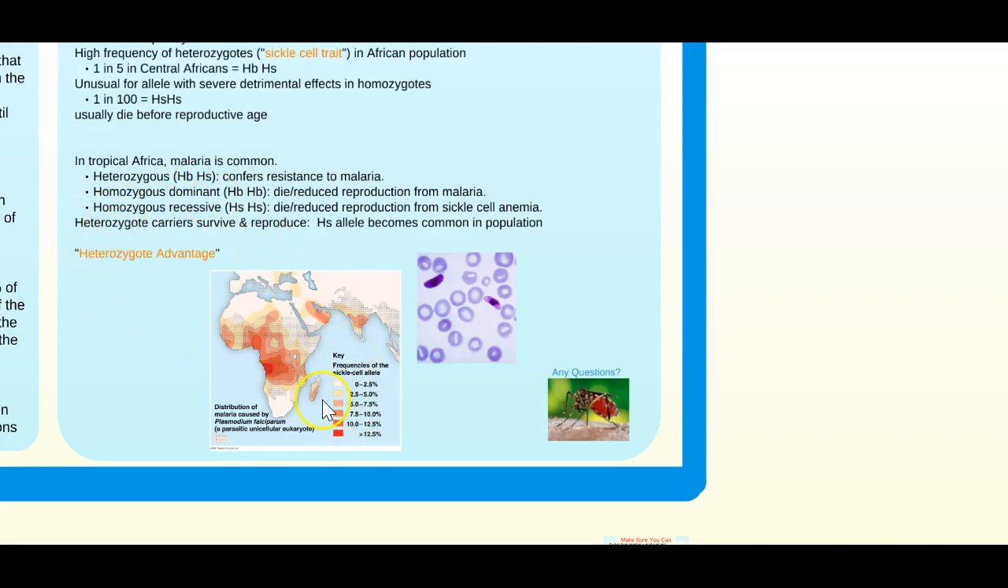And if you look at this key for the frequencies of the sickle cell allele, the lighter the color, the lower the frequency of the sickle cell allele, and the more red the color, the higher the frequency of the sickle cell allele. And the distribution of malaria caused by this parasite is represented by the dots. So you can see the more dots you have in a particular area, the higher the frequency we see of that sickle cell allele. So a really interesting example of heterozygote advantage there.